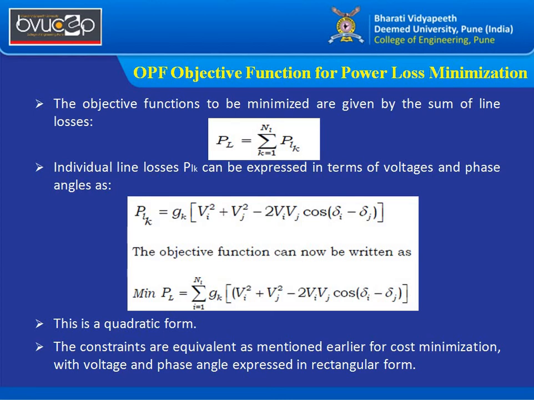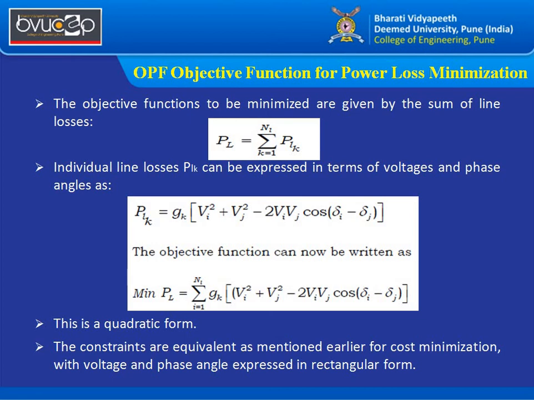So that function we can define in the form of objective function, because we have to achieve the target, or we can say that objective function as minimum losses. So it will be equal to summation of I equal to 1 to NL. Again the same equation GK Vi square plus Vj square minus 2 Vi Vj cos del I minus del J. So this is going to be a quadratic equation, and we can solve this equation through any one of the methods that we will be discussing in next slide.